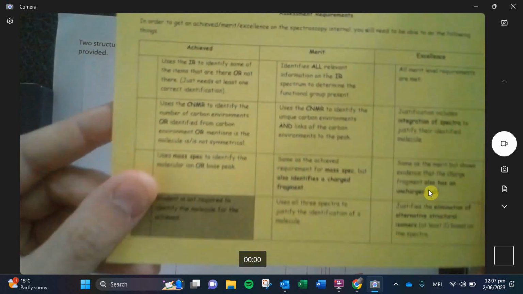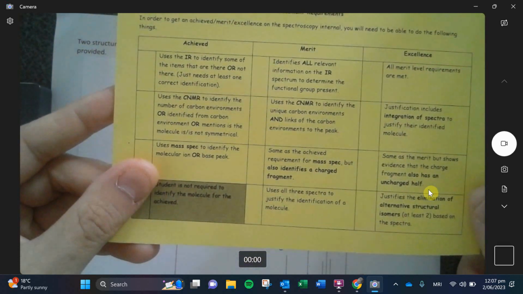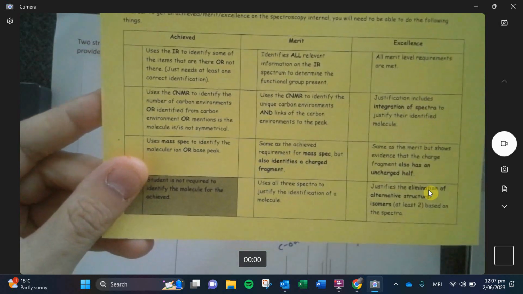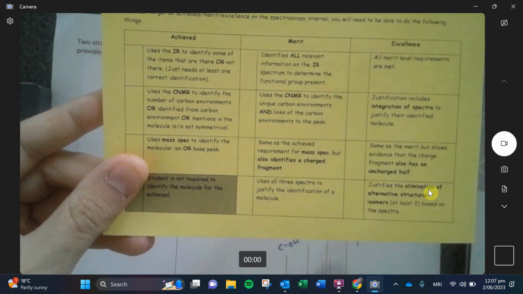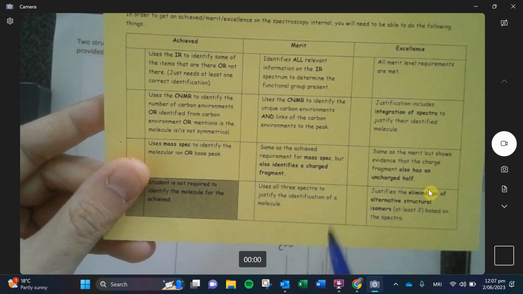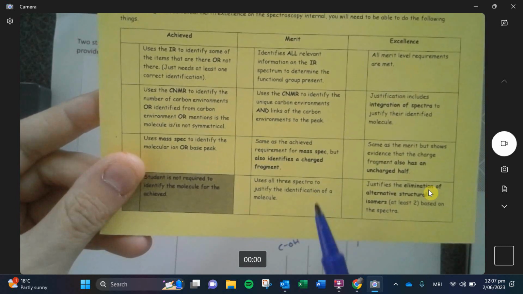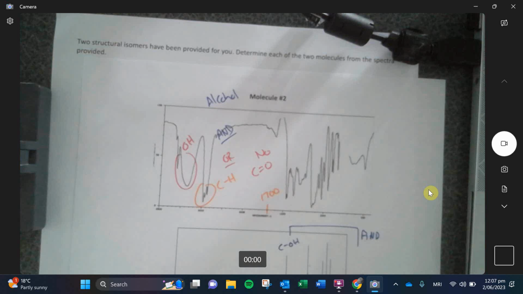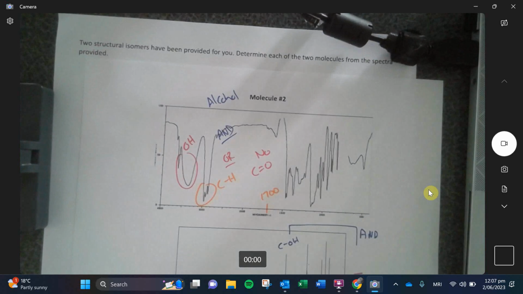So last thing we need to do for the achieved is we need to use the mass spec and identify charge fragments. We can't do that until we've identified the molecule. So what I'm going to do is I'm going to list out some choices in molecules. And then I'll also talk about the excellence and how you'd be able to distinguish the two. A lot of you guys have molecules, so you're not sure which one ties to which spectrum.